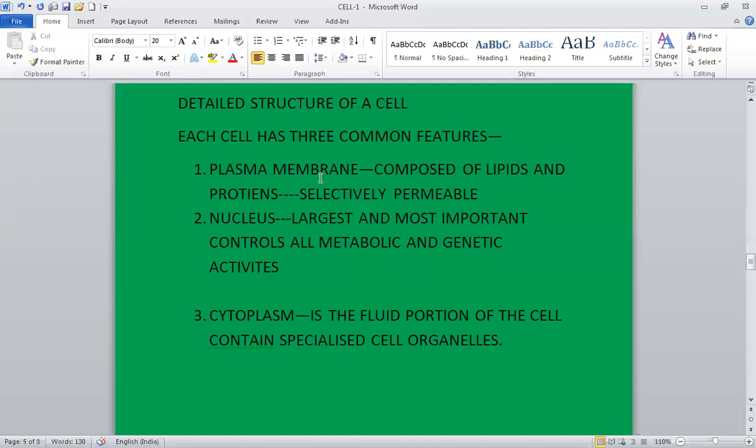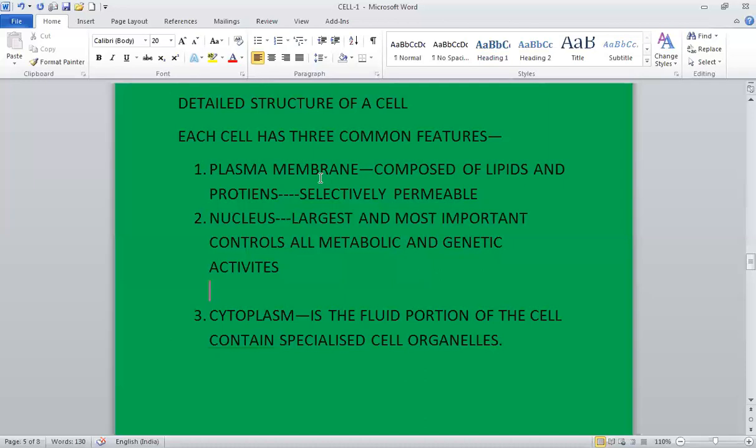It is a selectively permeable membrane. It is a living membrane. It is very delicate, elastic, and selectively permeable. What does this word selectively permeable mean? A selectively permeable membrane allows the entry and exit of only some materials in the cell. That is the meaning of selectively permeable membrane.